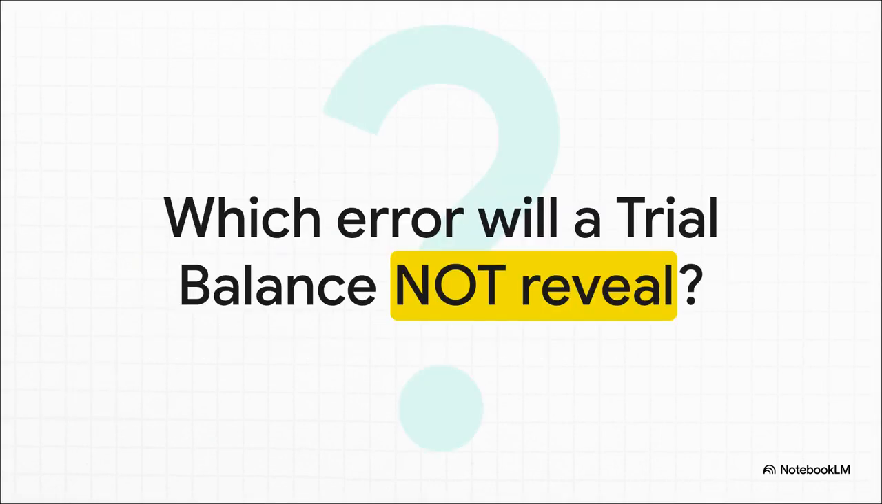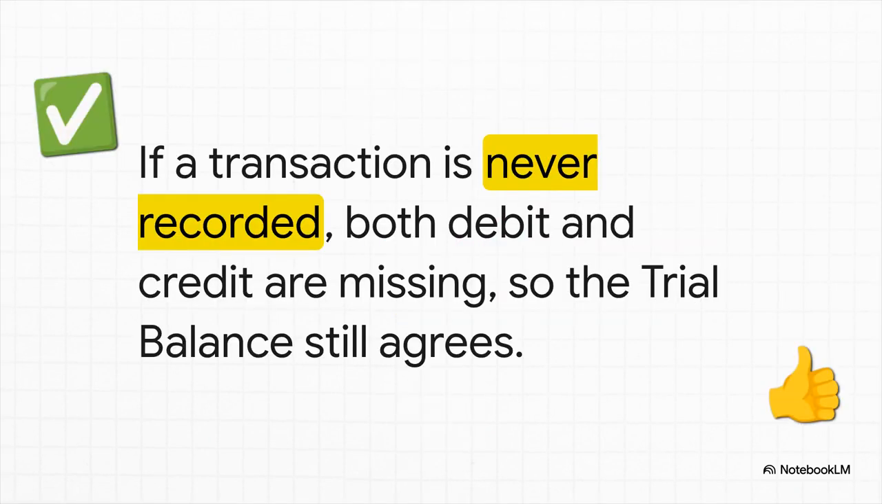Okay, next question. Which one of these errors will not be found by a trial balance? This is testing you on those sneaky, hidden errors we just talked about. And the answer is C, completely forgetting to record a transaction. This is called an error of omission. If you never record it in the first place, both the debit and the credit are missing, so the totals still match, and the error stays completely hidden.